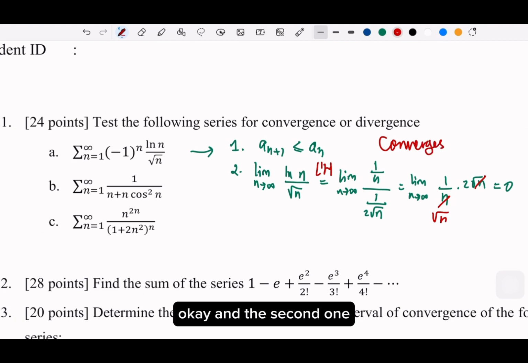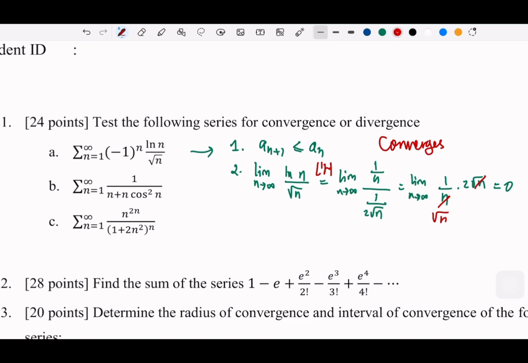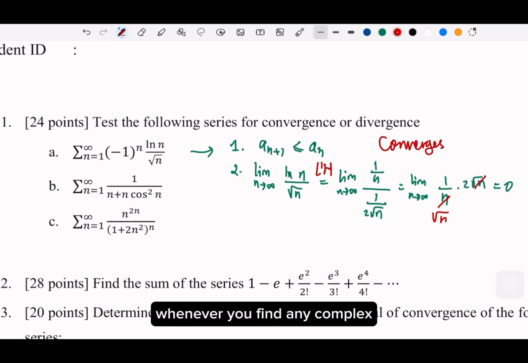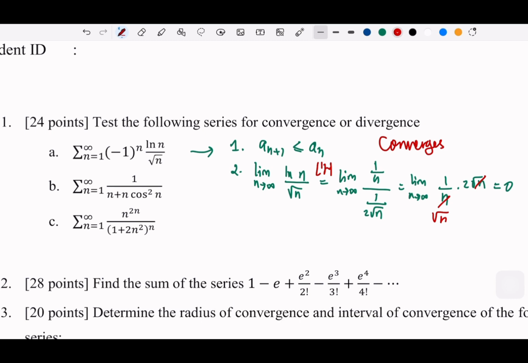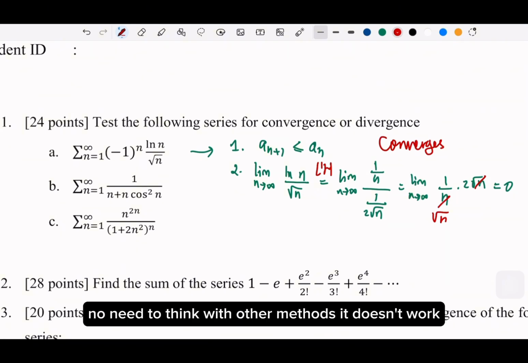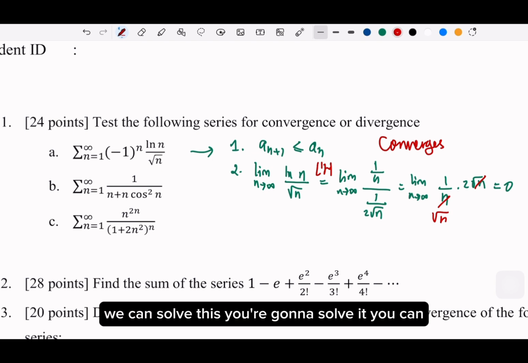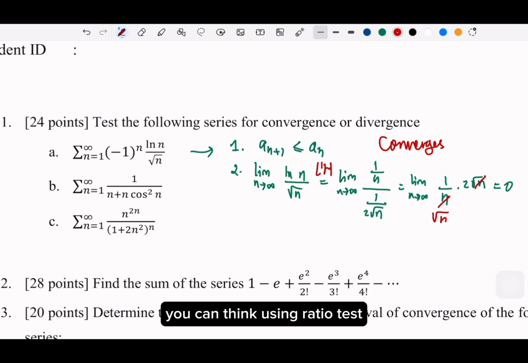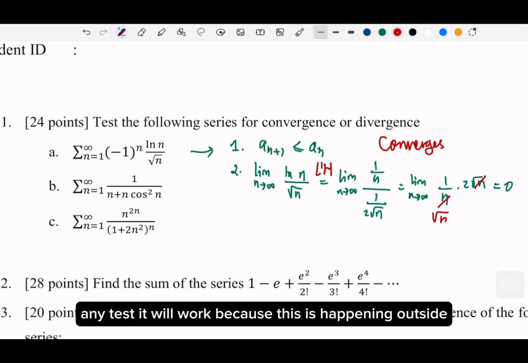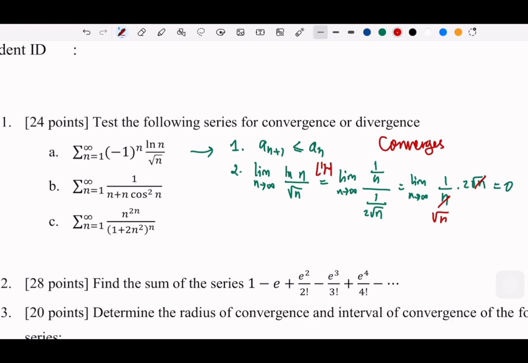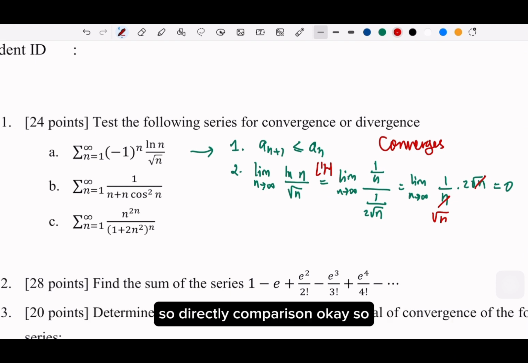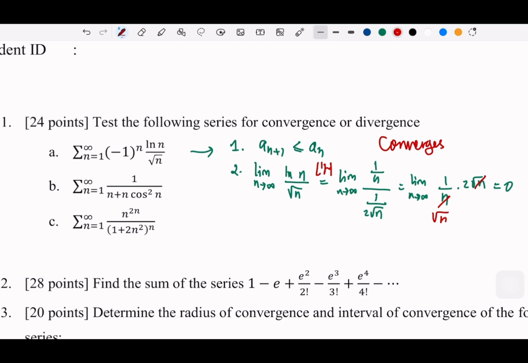And the second one, whenever you find any complex function or series like this, too complicated down here, what can you do? Comparison test. No need to think about other methods. They don't work, and you will see that we cannot solve this. You can think of using the ratio test, but no test will work, because this has cosine. Too complicated. So directly use comparison.